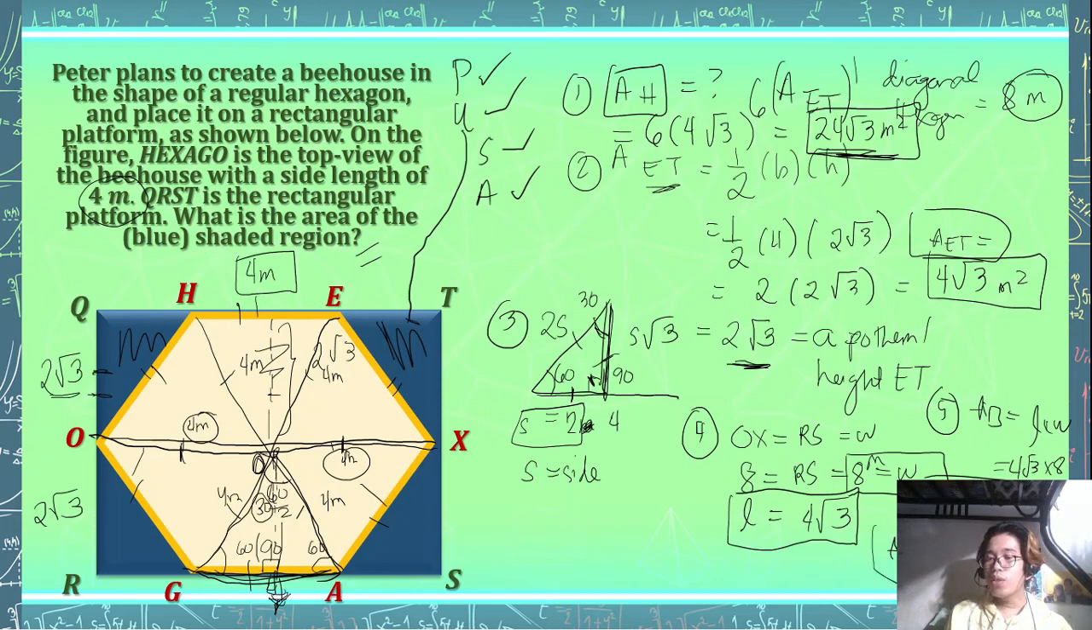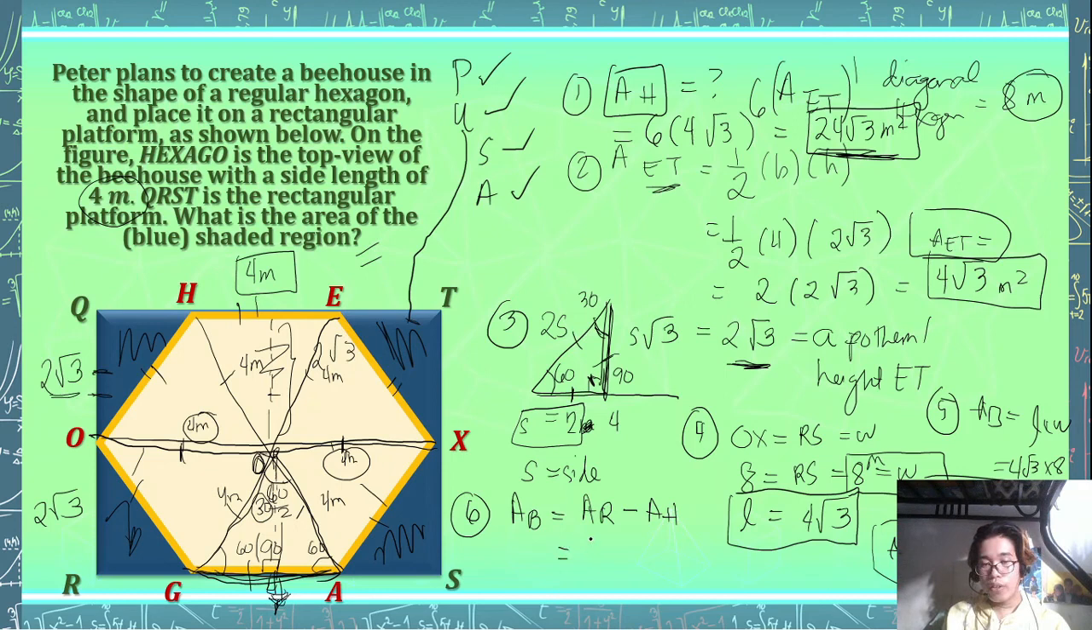So now that we know the area of the rectangle and we also know the area of the hexagon, we can now find the area at long last of the blue shaded region that we have here. So how can we solve for that? We just find the difference of the area of the rectangle minus the area of the hexagon. So the area of the blue shaded region is going to be the area of the rectangle itself minus the area of the hexagon.